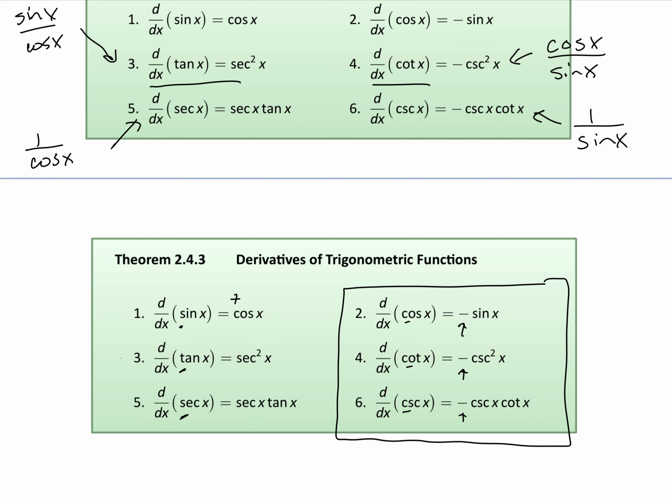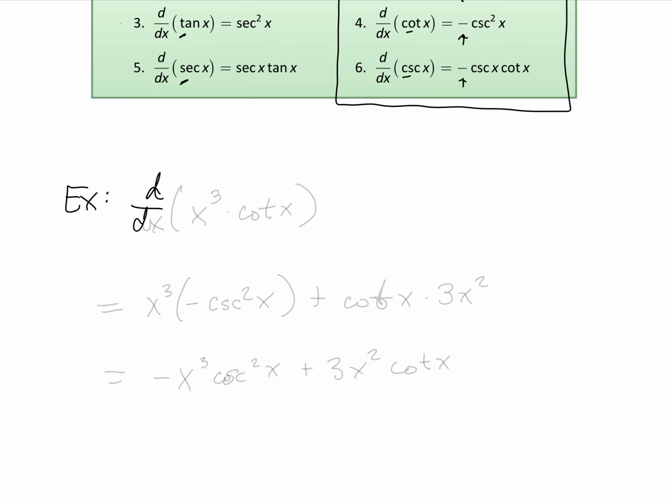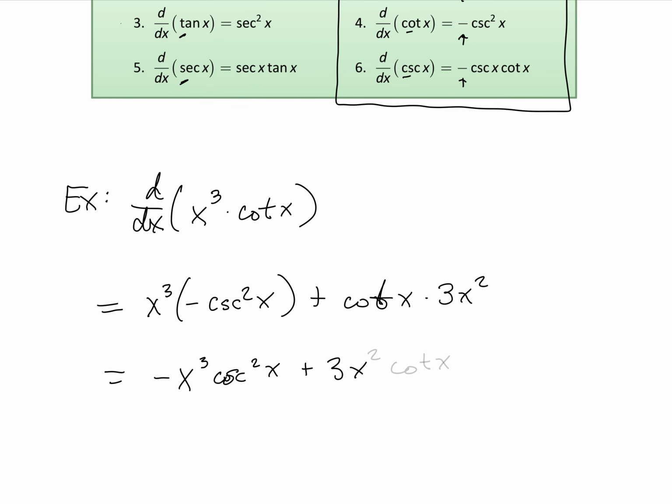So as a quick example, we could find the derivative with respect to x of, let's say, x cubed times cotangent of x. We need the product rule for that. The first times the derivative of the second, that's negative cosecant squared x, plus the second, cotangent x, times the derivative of the first, 3x squared. And so that's negative x cubed cosecant squared x plus 3x squared cotangent of x.